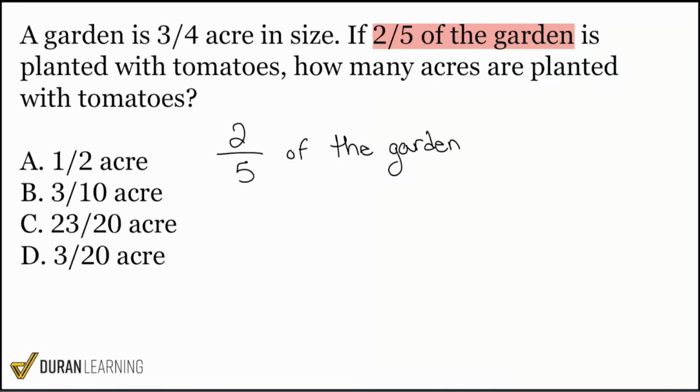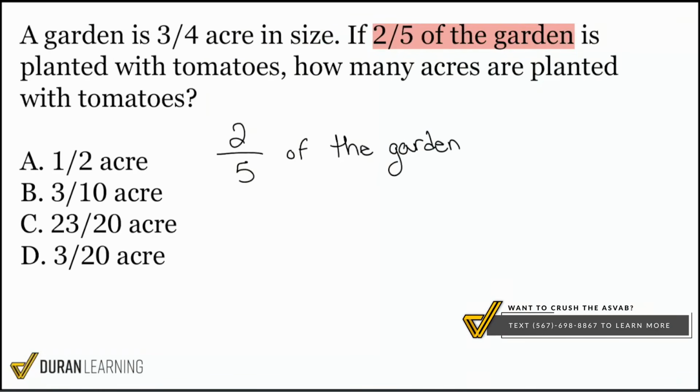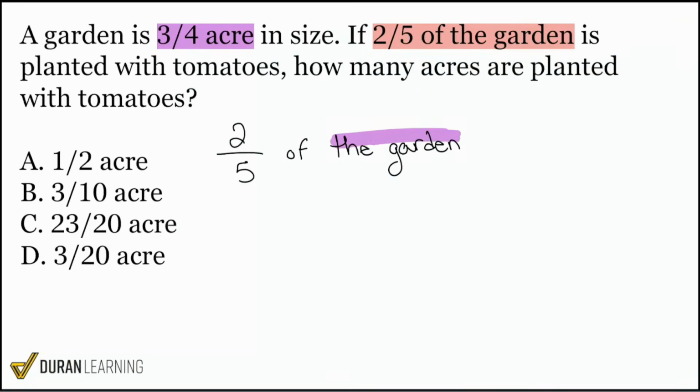We see that the garden is actually given to us right there, and it says a garden is 3/4 of an acre in size. Okay, let me highlight that right there. So everybody, I'm going to replace the garden right here with 3/4. So we have 2/5 of 3/4 of an acre.